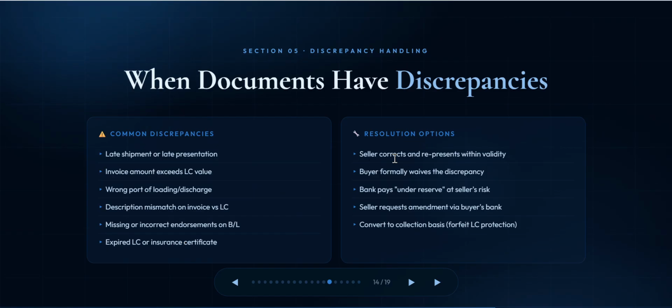Resolution options: seller corrects and represents within the validity. Buyer formally waives the discrepancy. Bank pays under reserve at seller's risk. Seller requests amendment via buyer's bank. Converts to collection basis, forfeiting LC protection. Right, so when the documents are discrepant under the LC, then the ultimate protection of the LC is lost because the documents are discrepant.